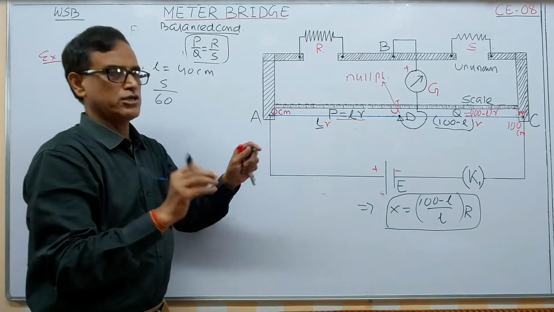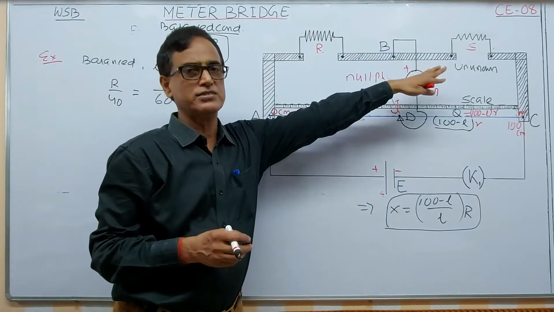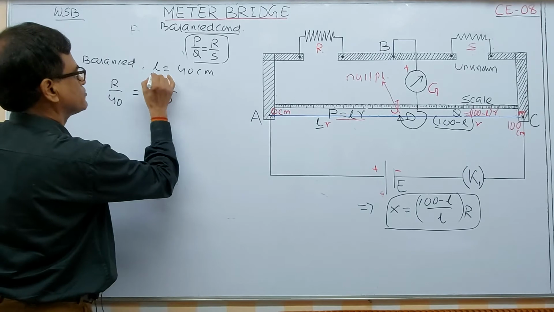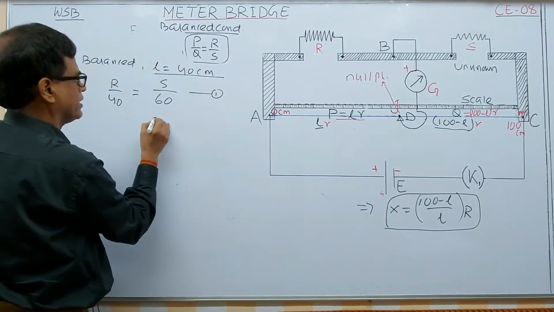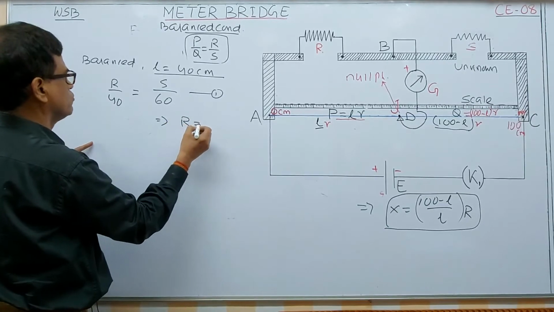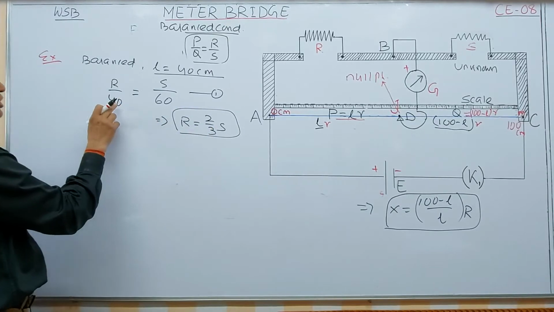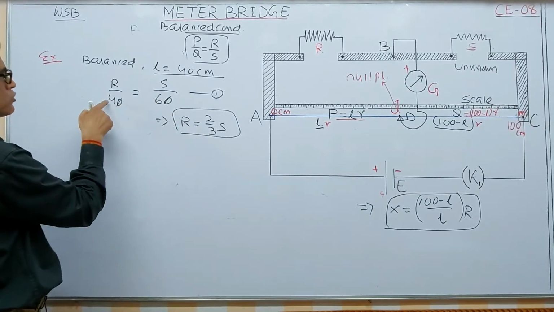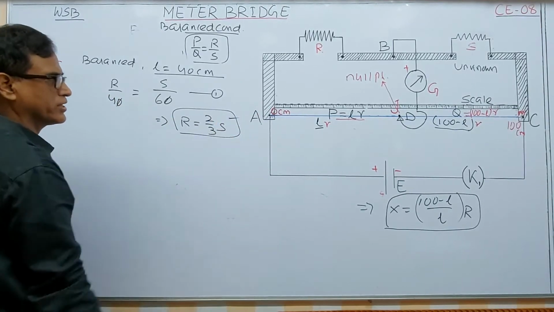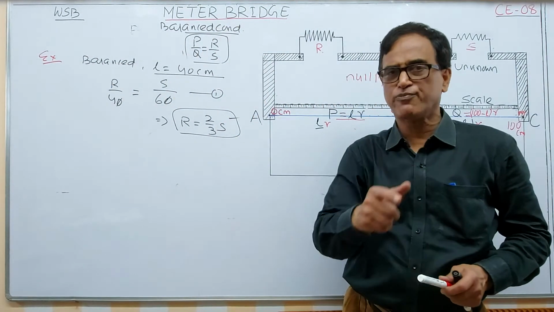If it is the question, there is a meter bridge arrangement. The resistance is R, resistance is S, bridge is balanced. Then the balancing length is 40 centimeter, then this equation can be applied. From this you can say R is equal to 2 by 3 S. Cross multiply, we get 2 by 3 S. Okay, 2 by 3 S. Questions of this type I have given in the materials. You should be very careful about this one.